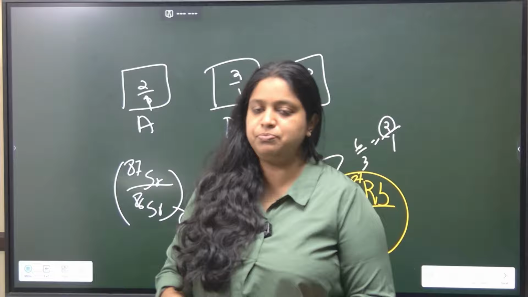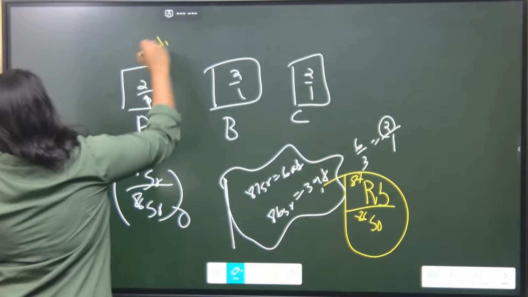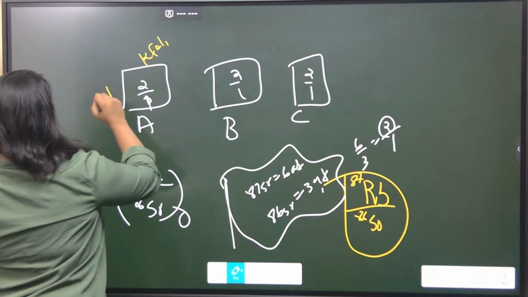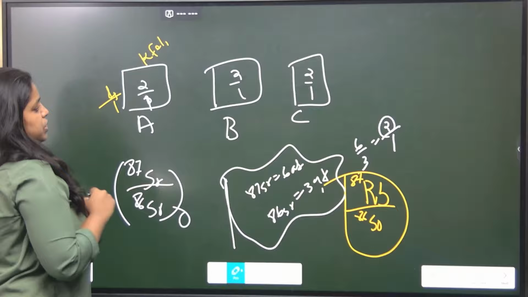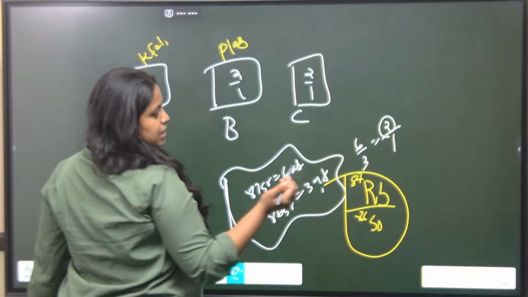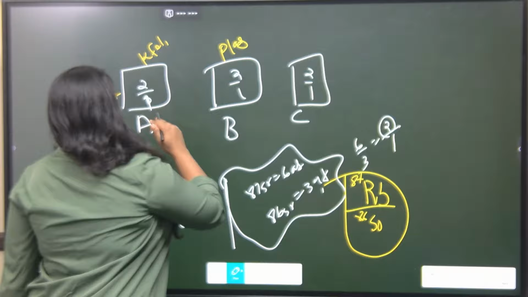So what happens if this A is a K feldspar mineral? Then a greater amount of rubidium will be here, or the rubidium by strontium ratio will be much higher. For example, 4 by 1. If B is a plagioclase, which consists of calcium, there will be more strontium present over here. So instead of 4 by 1, this will be 1 by 4.